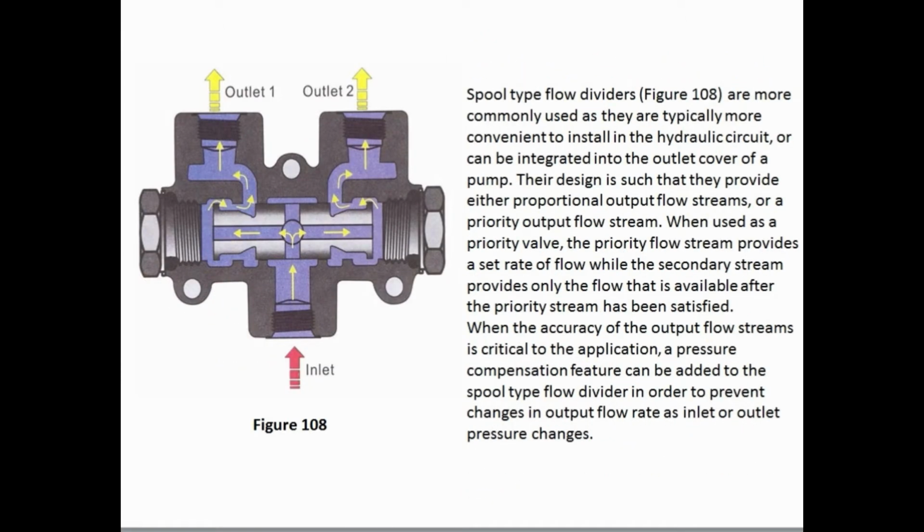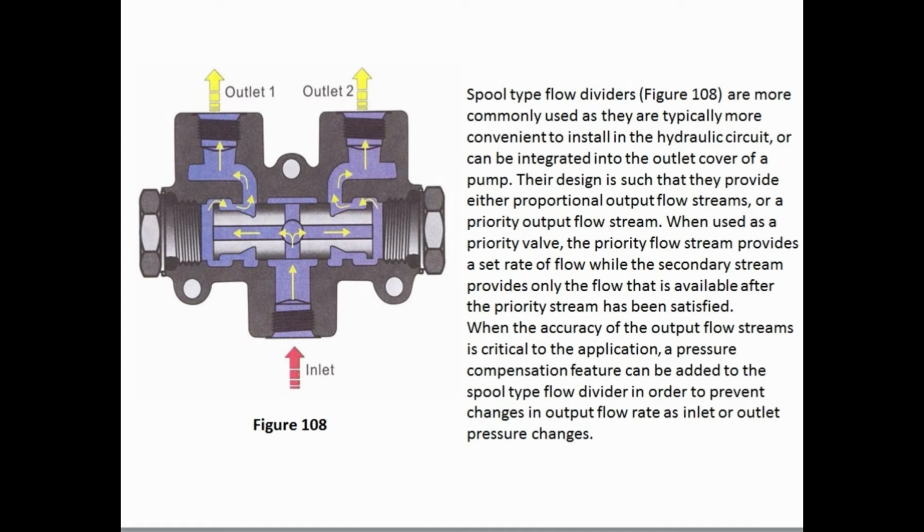Spool-type flow dividers, figure 108, are more commonly used as they are typically more convenient to install in the hydraulic circuit, or can be integrated into the outlet cover of a pump. Their design is such that they provide either proportional output flow streams or a priority output flow stream when used as a priority valve. The priority flow stream provides a set rate of flow while the secondary stream provides only the flow that is available after the priority stream has been satisfied, when the accuracy of the output flow streams is critical to the application.